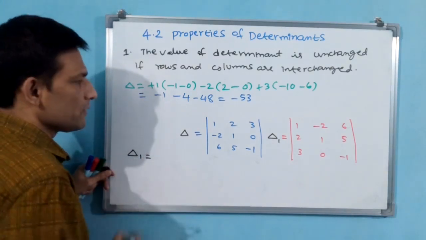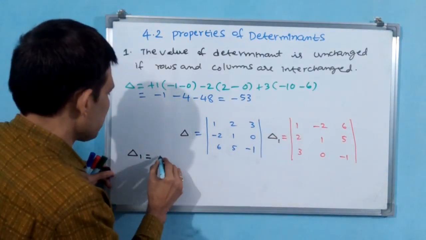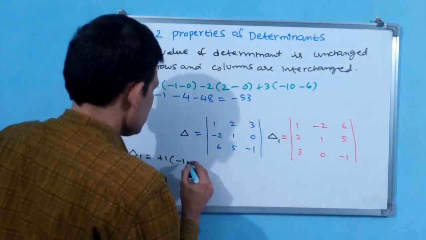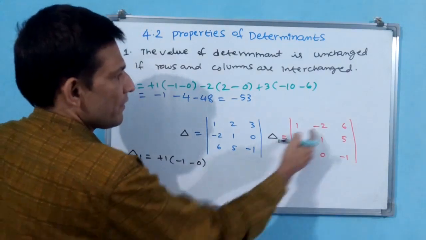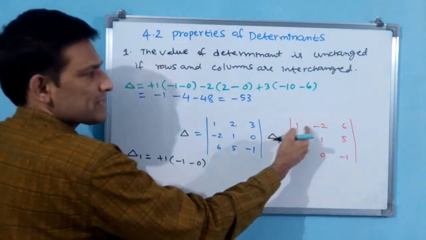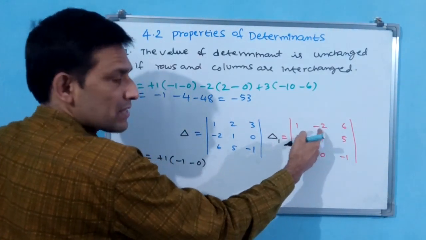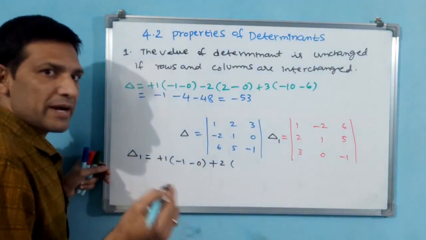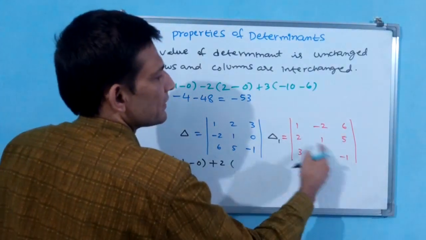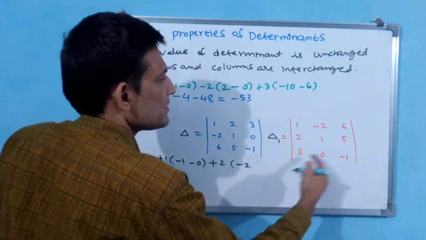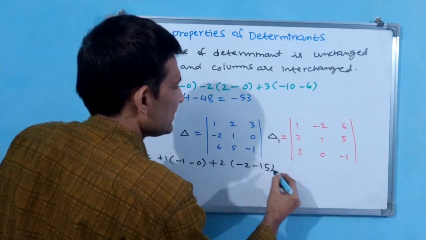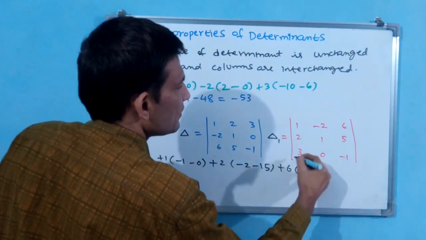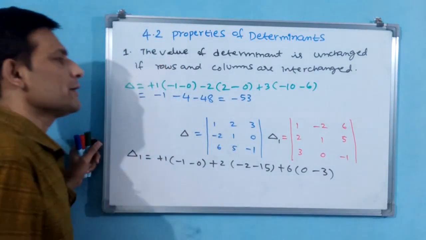Delta 1 is equal to, okay, 1 into, plus 1 into, minus 1, minus 0, okay. Then minus of minus 2. You see, actually it is plus minus plus, but minus is already there. Minus of minus plus 2. Directly I am writing. Why? Because this much practice you should get. Okay, minus 2, minus 15, plus 6, 0, minus 3. Is it okay?